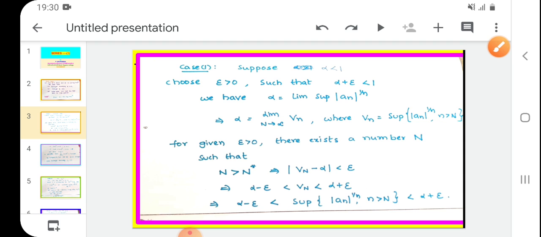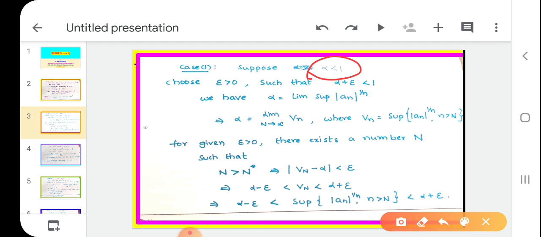Okay, do you understand? First I take α less than 1. This is the first condition. After that I add ε. After adding ε, the value of α + ε is also less than 1. Now the supremum of |an|^(1/n) is Vn. So what we have here, α equals the limit as n tends to infinity of Vn.